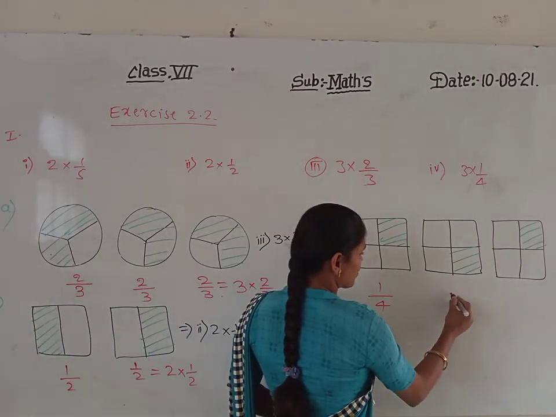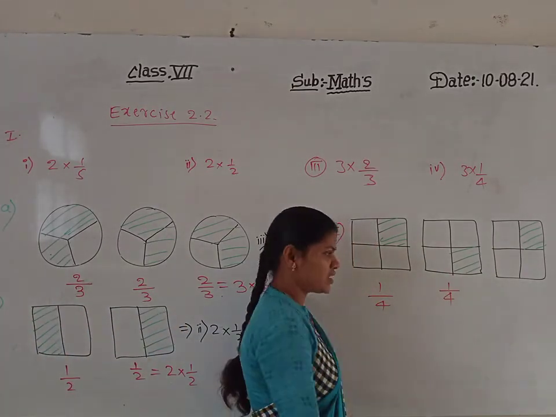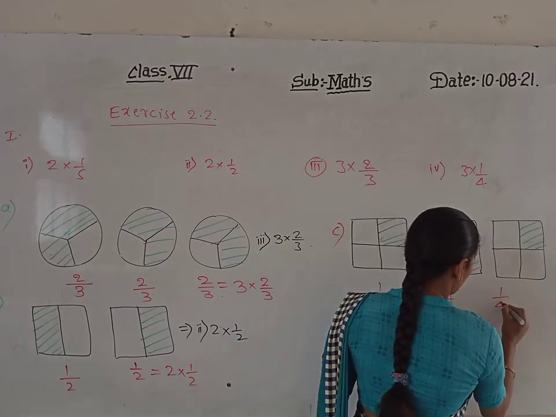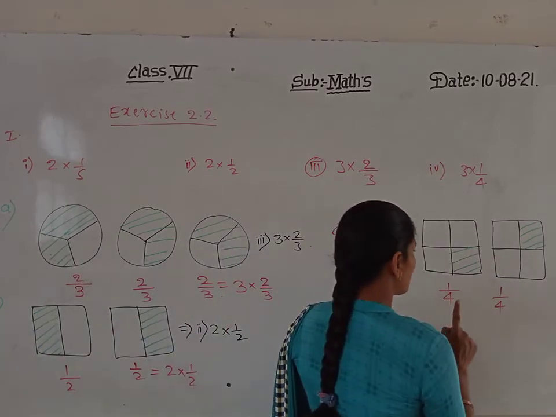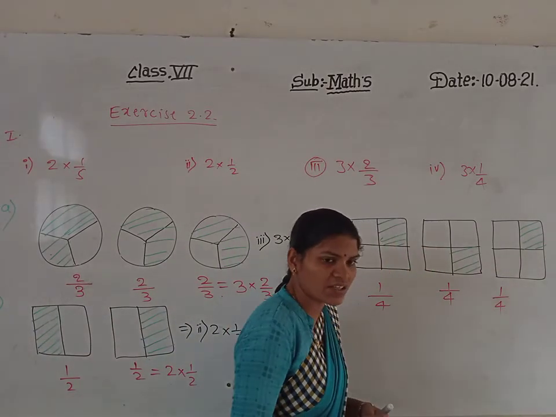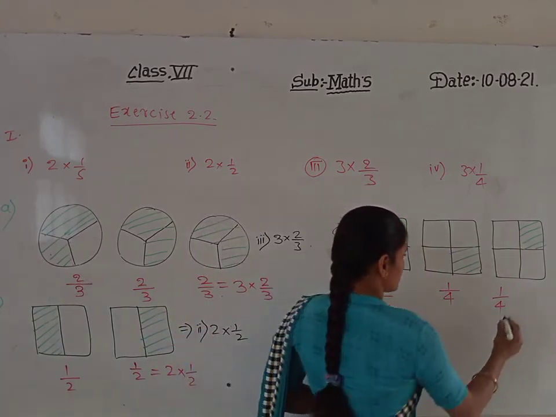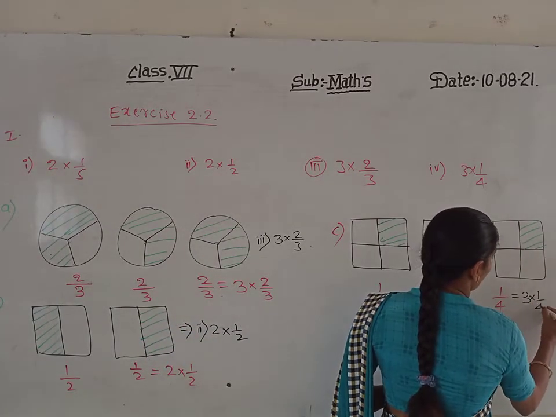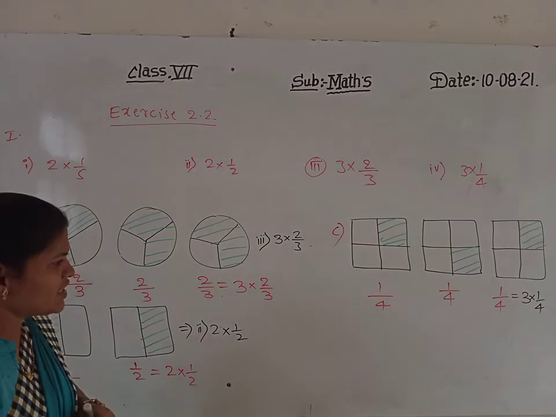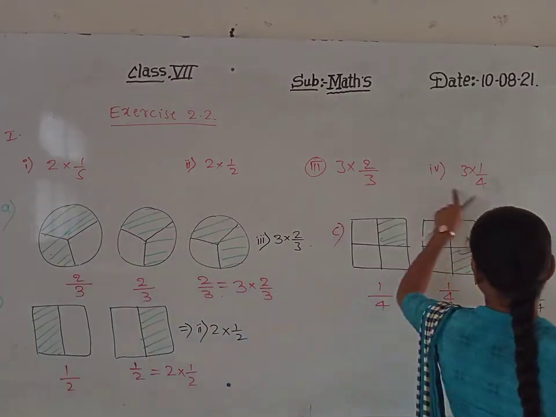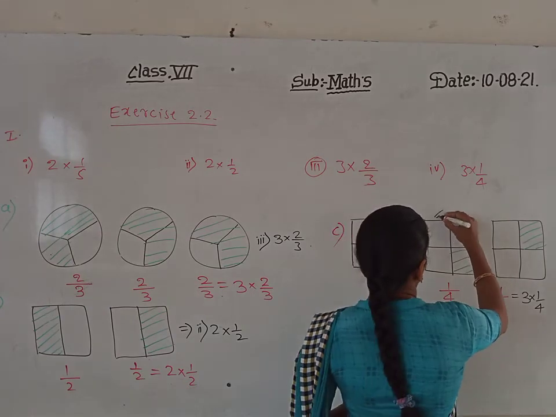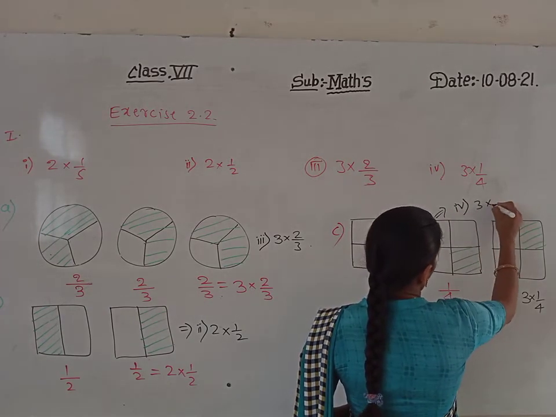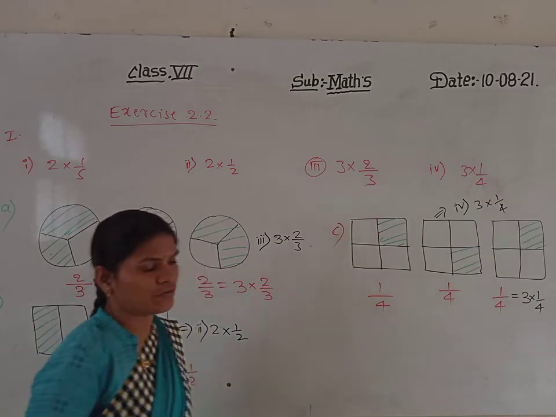Here also out of 4 equal parts, how many are shaded? 1 is shaded. Here also, 1 is shaded. So in such a way it is 1 by 4, 1 by 4, 1 by 4. How many fractions are there here? There are 3 fractions. So you can write it as 3 into 1 by 4. Is there any such fraction in this question? Yes, this fourth one matches the C picture. The fourth answer is 3 into 1 by 4.